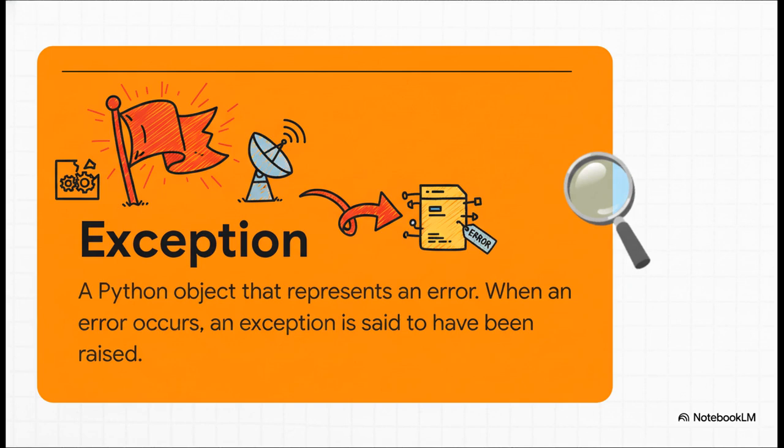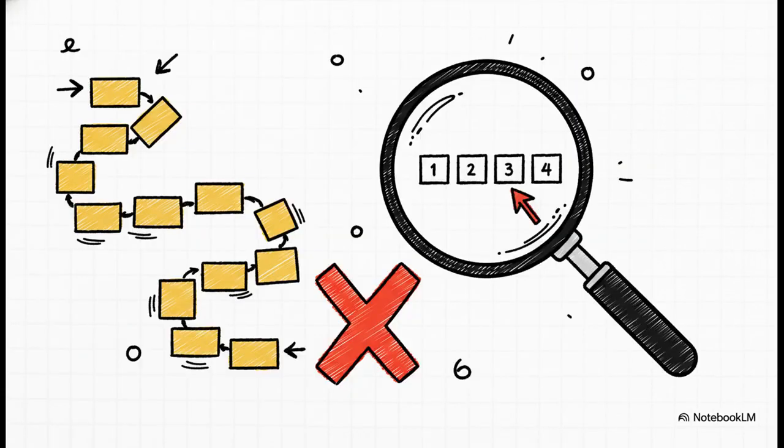Now, here's the key thing to get. An exception isn't the crash itself. No, it's a special object, like a little package of data that represents the error. The program essentially raises this exception, kind of like raising a red flag to say, hey, we've got a problem over here. Now, if there's no code written to catch that flag, that's when the program crashes.